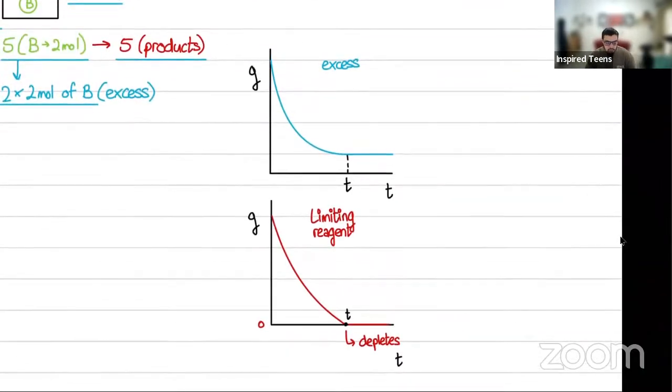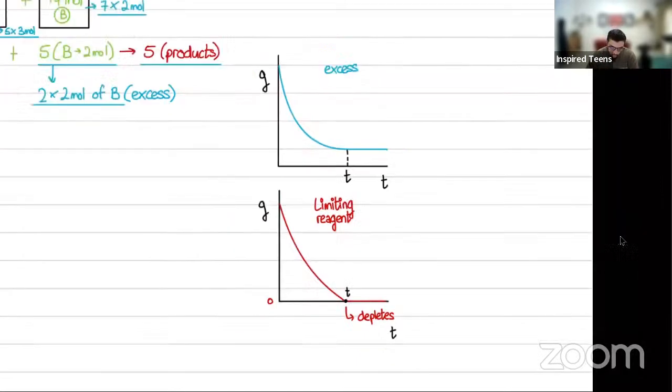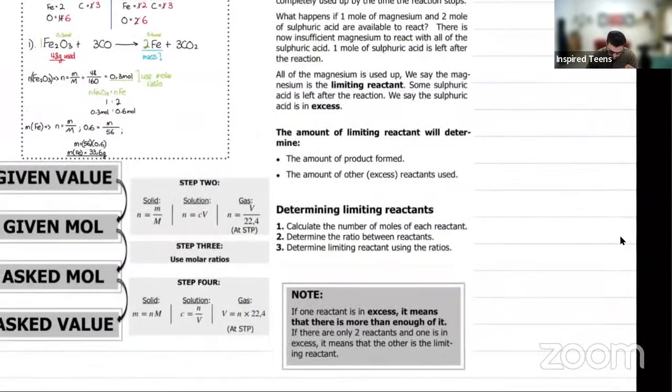Okay, so these are the 2 different graphs that represent either excess or limiting reagent. Both are reactant graphs, because both the excess and the limiting reagent represent reactants. And sometimes in questions, you'll be given a graph and you need to understand whether that specific graph is the excess or the limiting reagent. Let's see if there's anything we need to discuss.